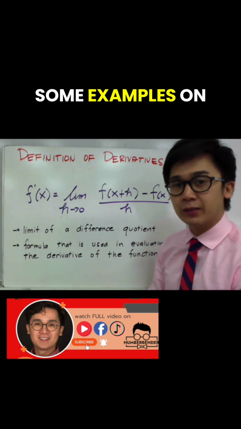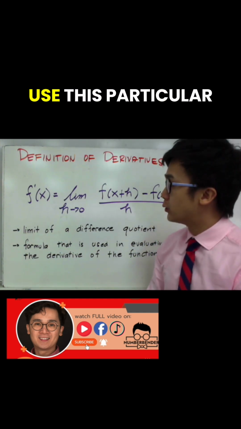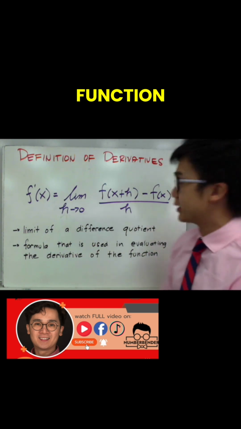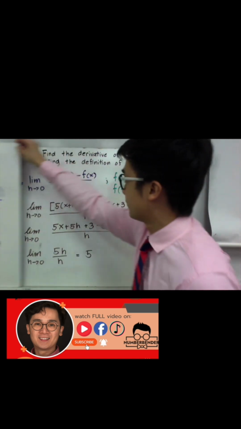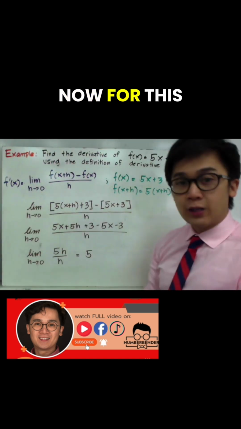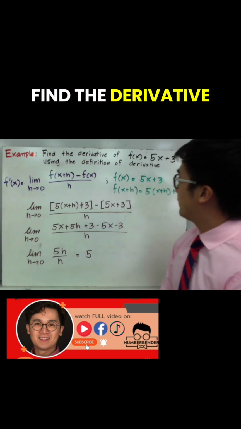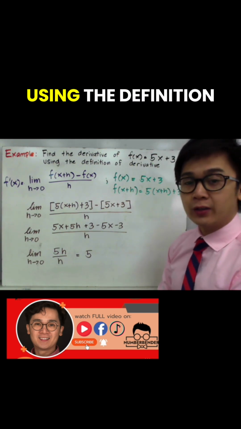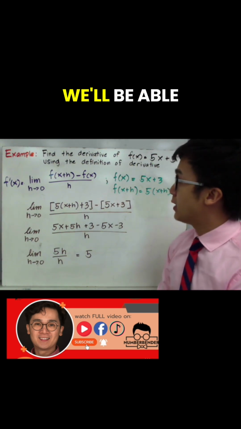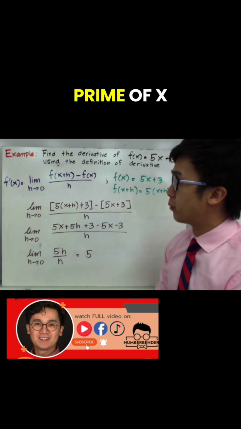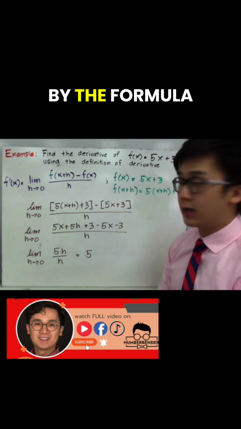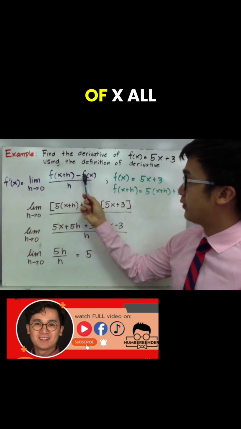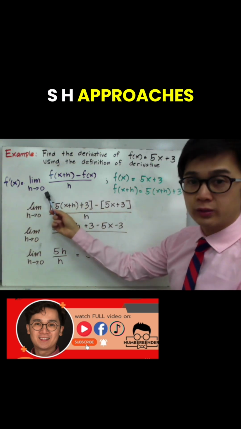Now, let's have some examples on how we can use this particular formula in finding the derivative of a function. For this example, we need to find the derivative of f of x, which is equal to 5x plus 3. Using the definition of the derivative, we'll be able to find f prime of x, which is given by the formula limit of f of x plus h minus f of x all over h as h approaches 0.